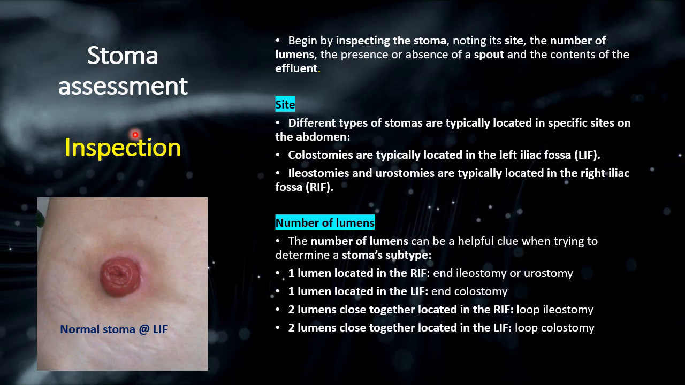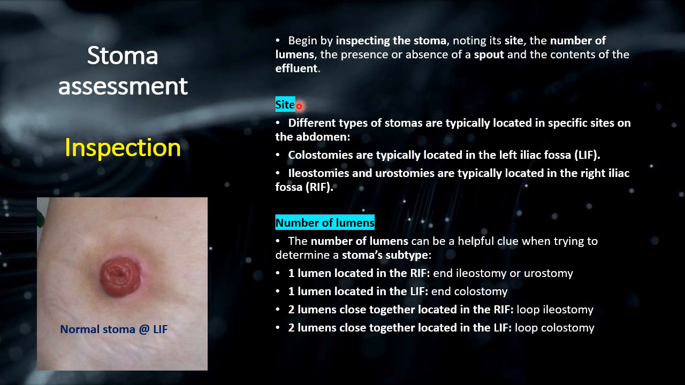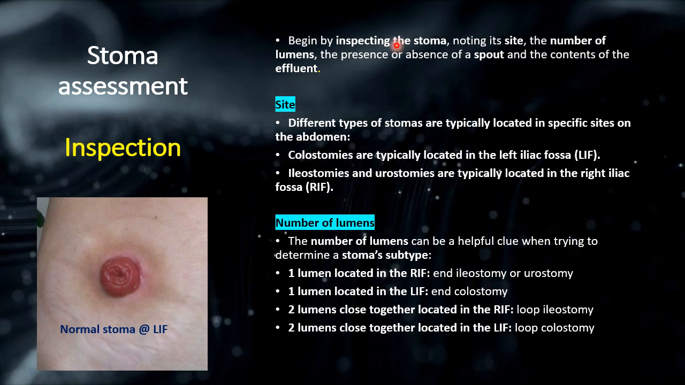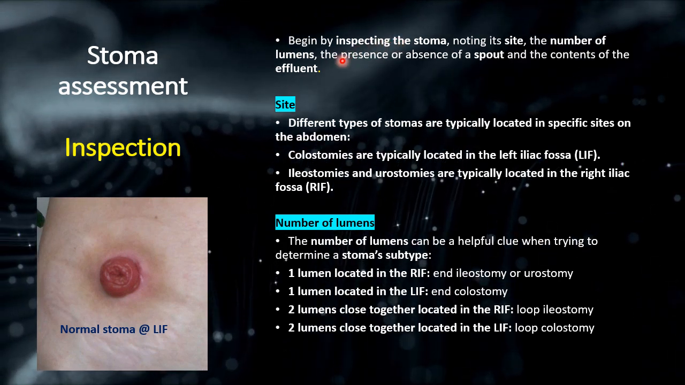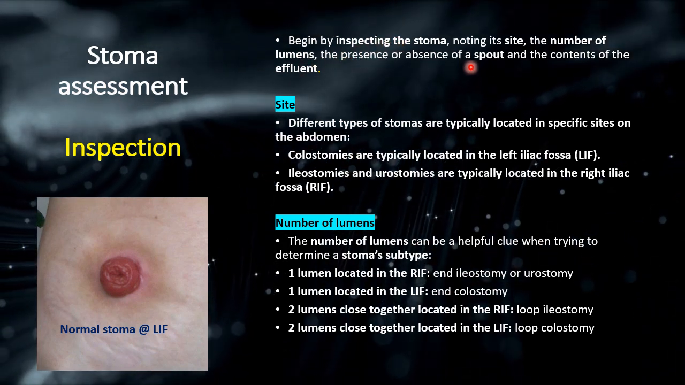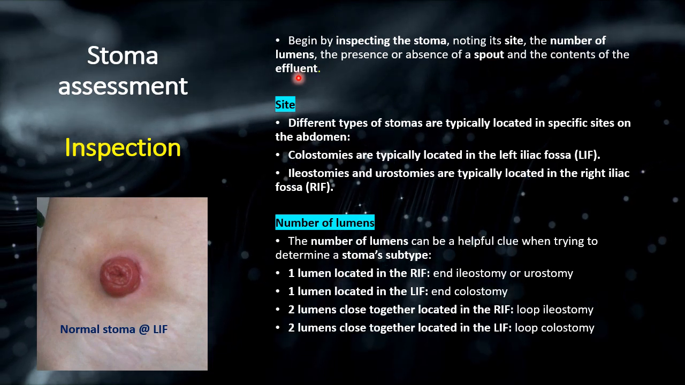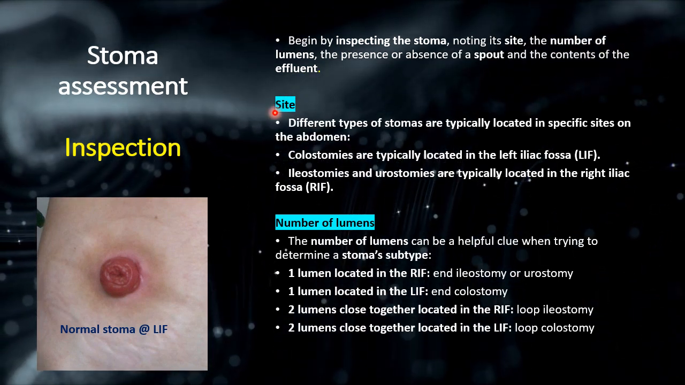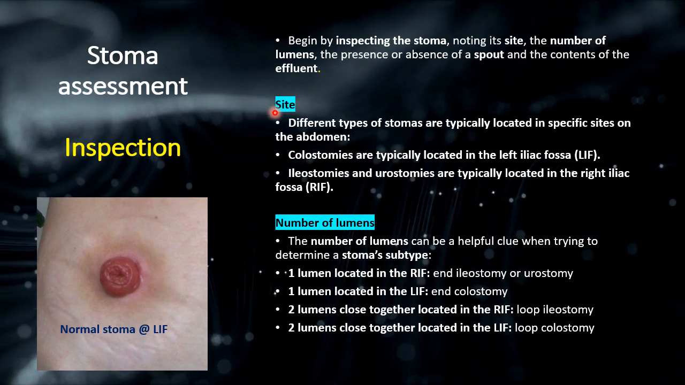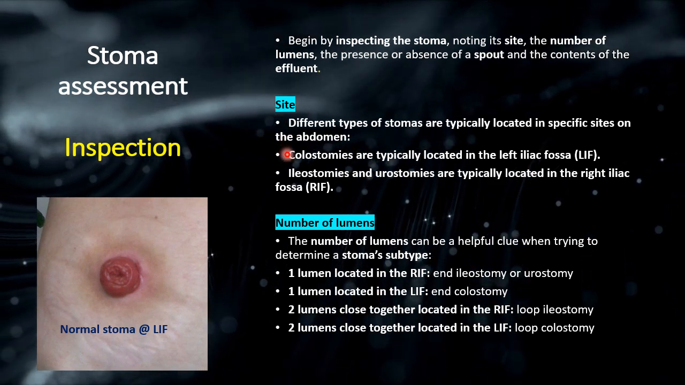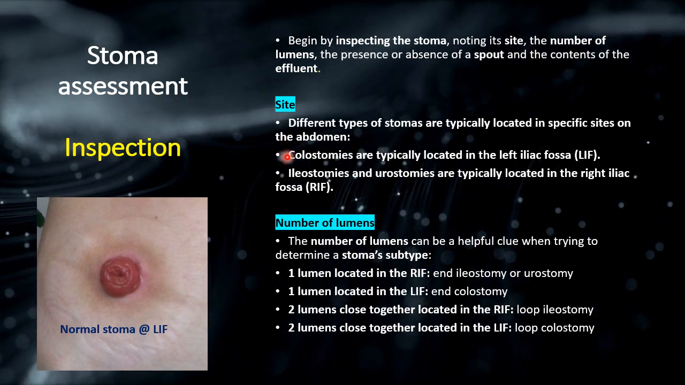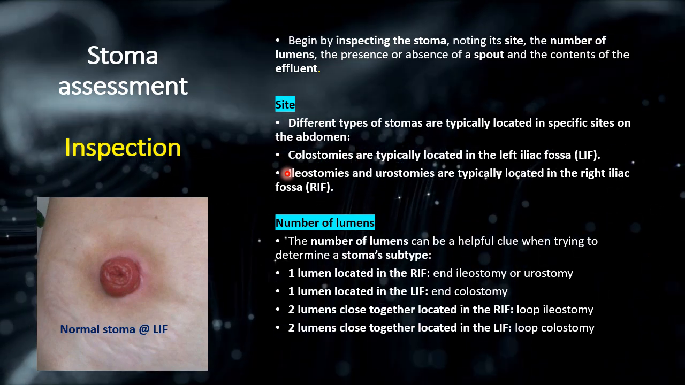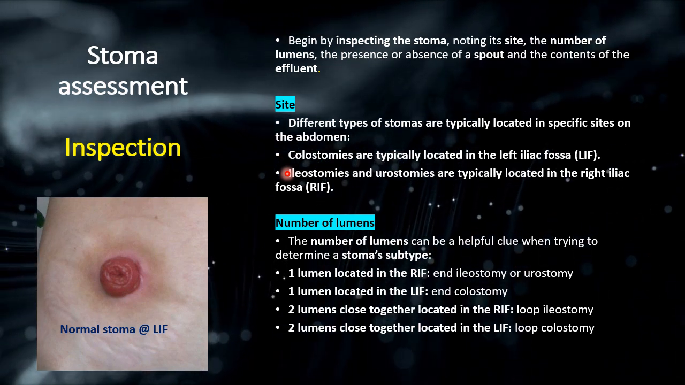Next, you assess the stoma. This can be done by inspection, inspecting the stoma for the site, the number of lumens, presence or absence of spout, and the contents of the effluent. The site: different types of stomas are typically located in specific sites on the abdomen. Colostomies are usually in the left iliac fossa. Ileostomies and urostomies are typically in the right iliac fossa.